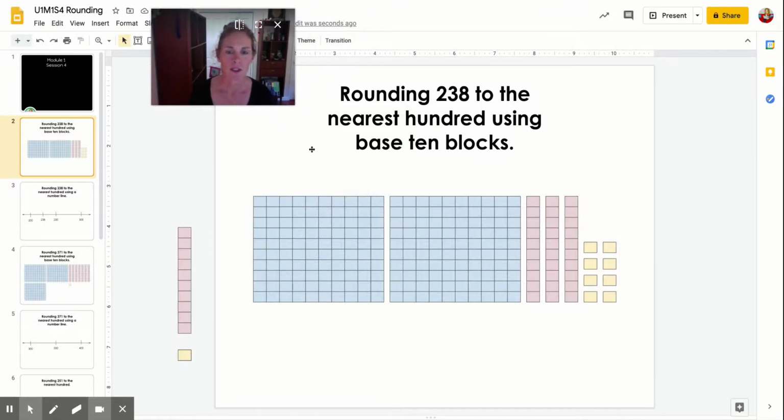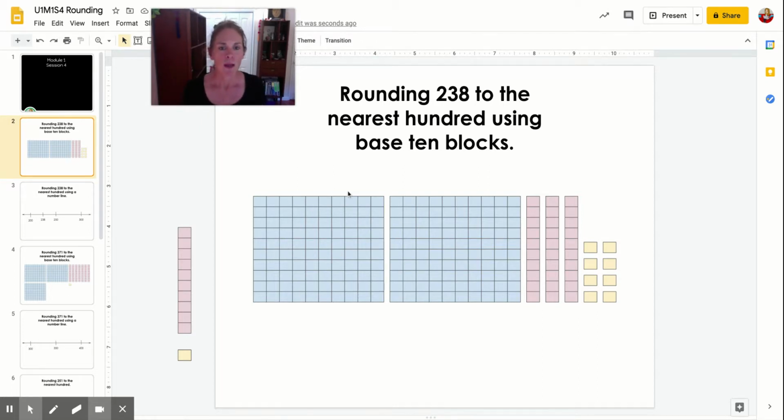Hi, mathematicians. All right, so today we are working on rounding to the nearest hundred. You're going to be playing a game similar to the game you played on Tuesday, round ball tens, except this time it's round ball hundreds. Today, let's start off by looking at these base 10 blocks.